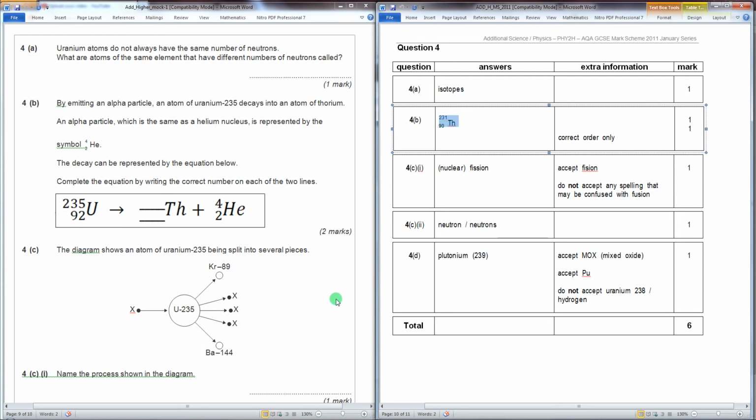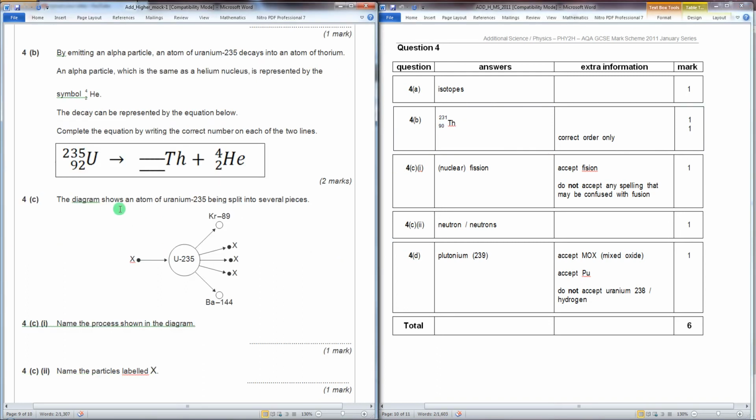Okay, part C. It says the diagram shows an atom of uranium-235 being split into several pieces. Well, you just need to remember that splitting is fission. You don't need to worry about the nuclear before it, but if you've got the word fission in there, that is done. Be careful with the spelling here, because fusion is very similar to fission in the way it's written, and if you misspell it and it could be confused with fusion, you don't get the mark.